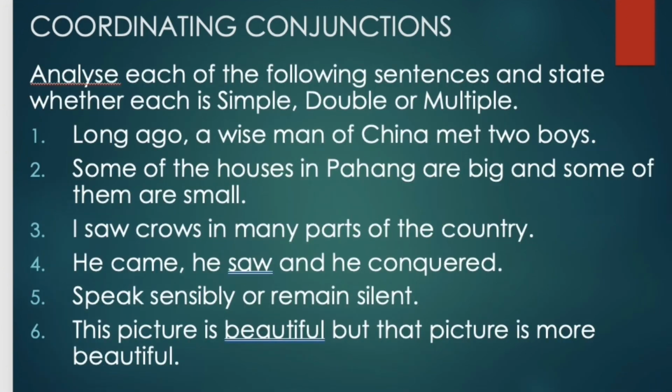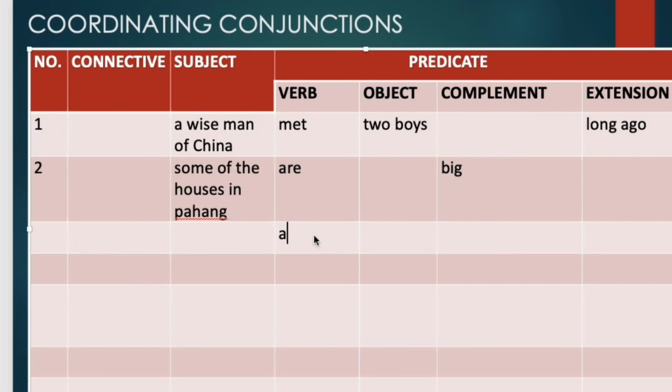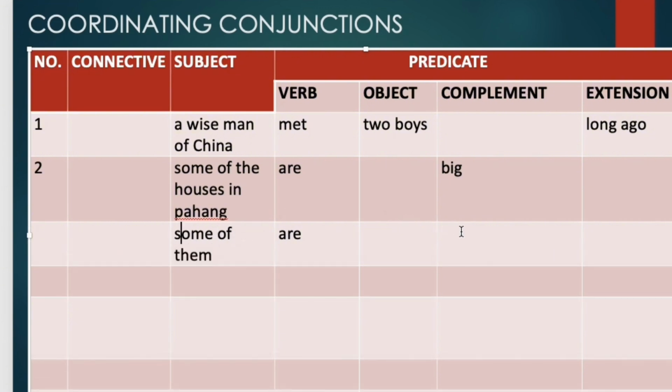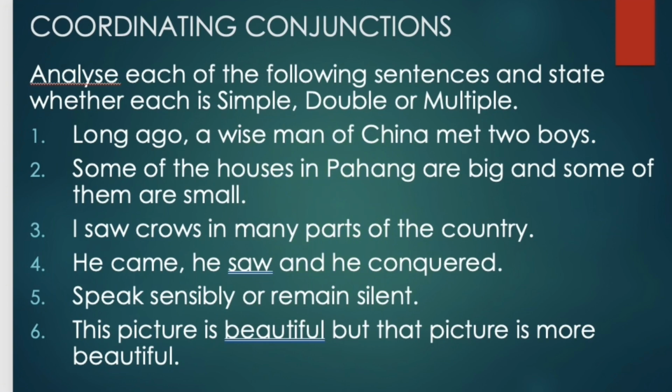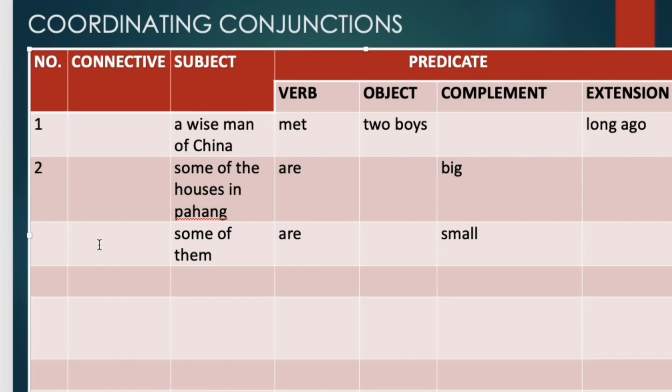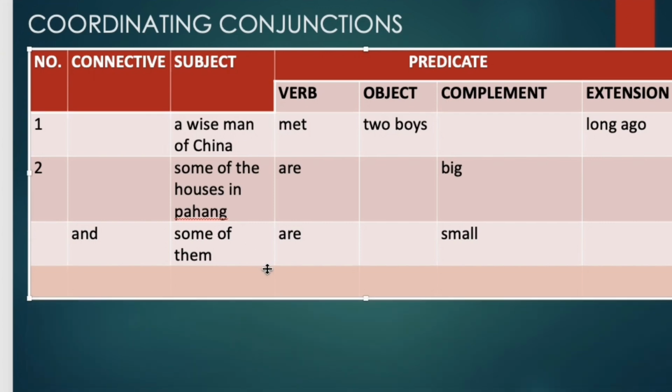Some of them are small. Are is again the verb. Subject, some of them. Small is the adjective describing some of them. Both these simple sentences are combined together into one using the coordinating conjunction and. So and is placed under the connective column here, and. So this is to state that this is a double sentence. So this is how we have analyzed sentence 2. Sentence 2 is a double sentence. It's a compound sentence, but we call it a double sentence as it contains 2 verbs, are, and joined together by a coordinating conjunction and.